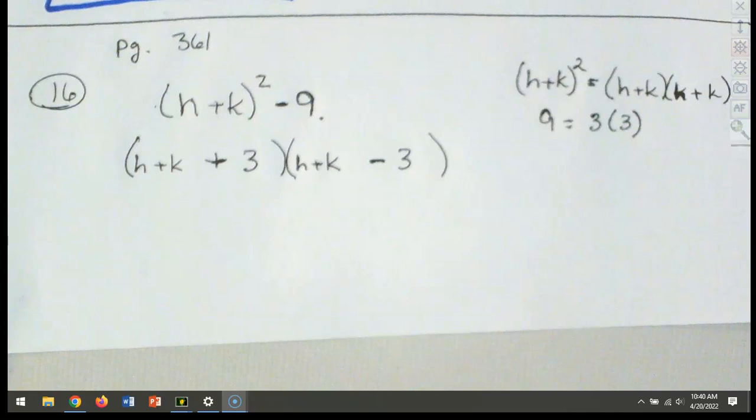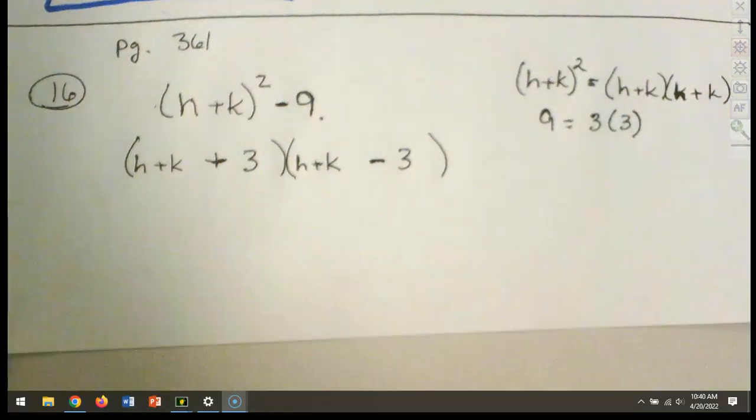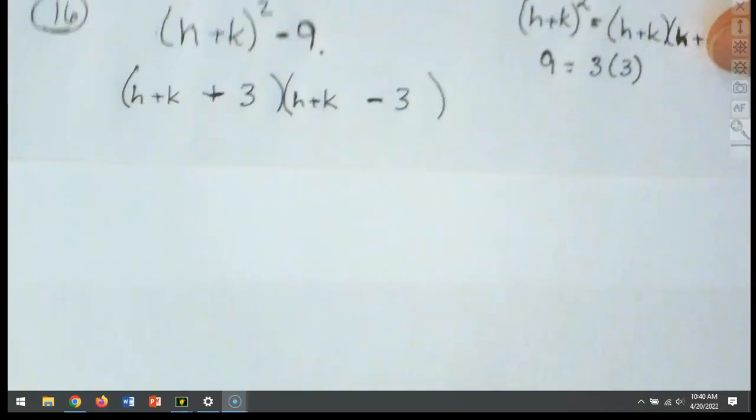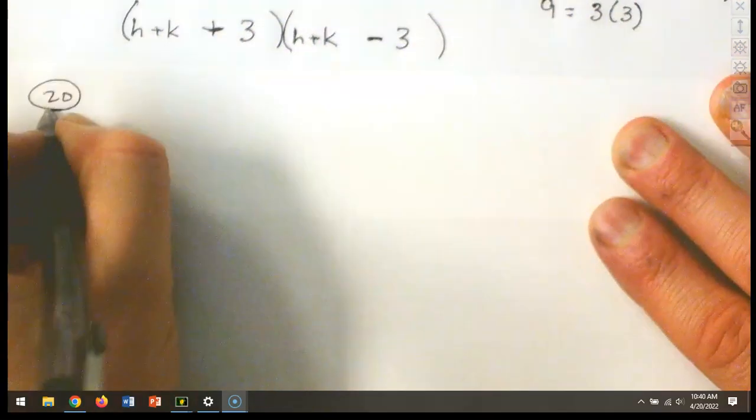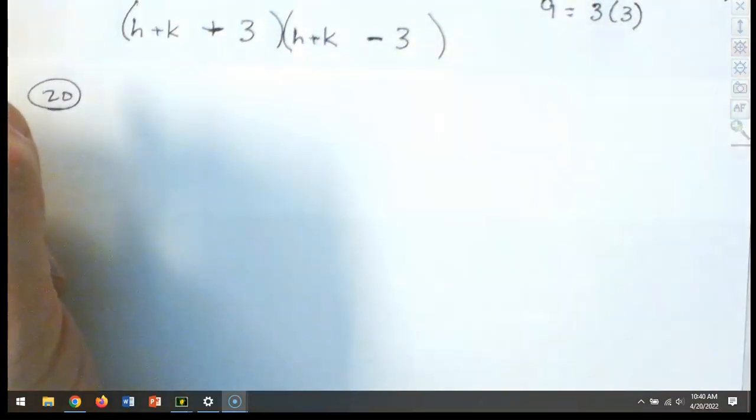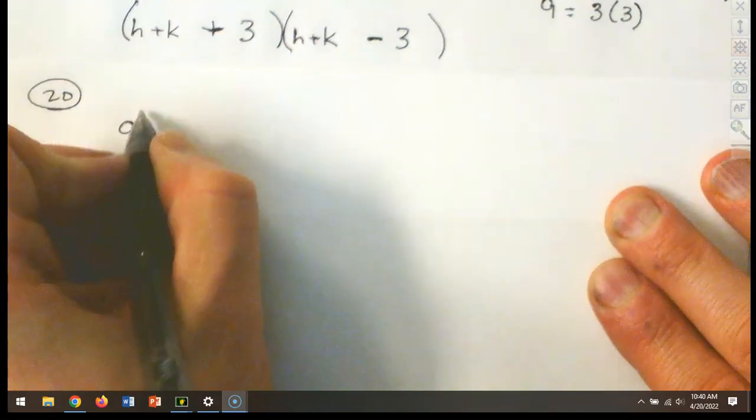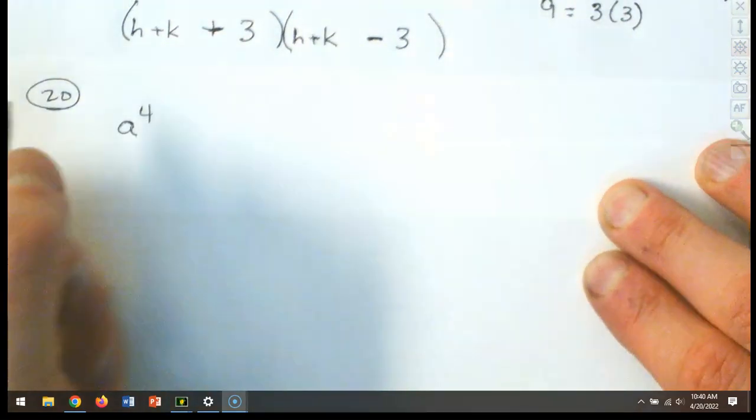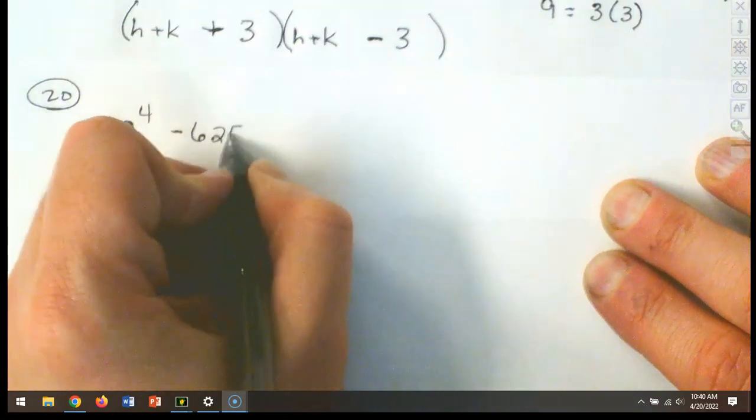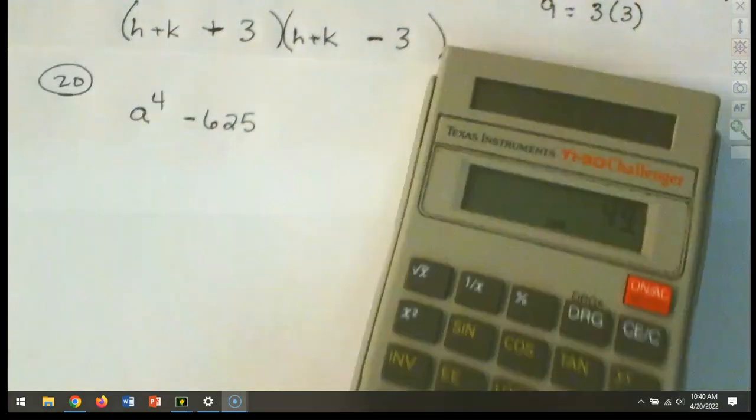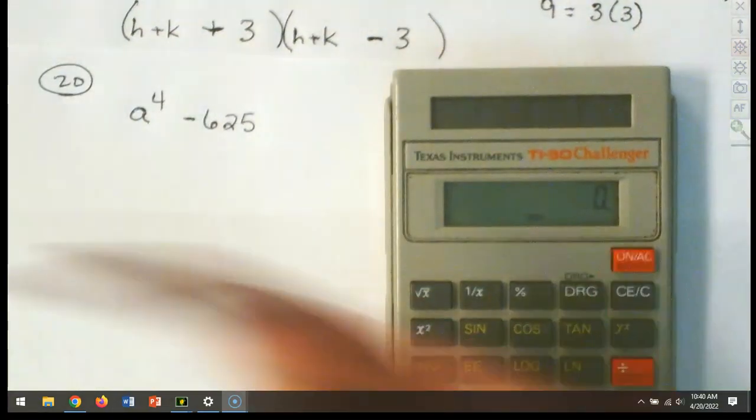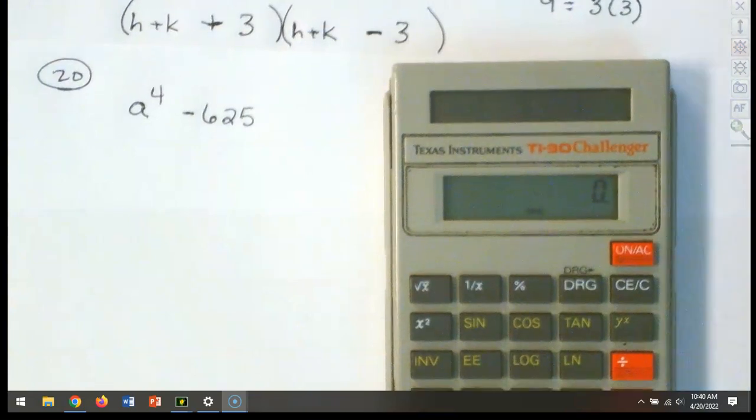Let's look at another one here. Let's look at one where you've got to factor it several times. Question 20. Well, in some of these, you may have to do it multiple times. You may have to factor it, and factor it again, and factor it again. And for question 20, we've got a to the 4th minus 625. If you've got a large number like that and you think it might be a square, just use your calculator to check. If you think 625 is a square, you can always just check in your calculator.